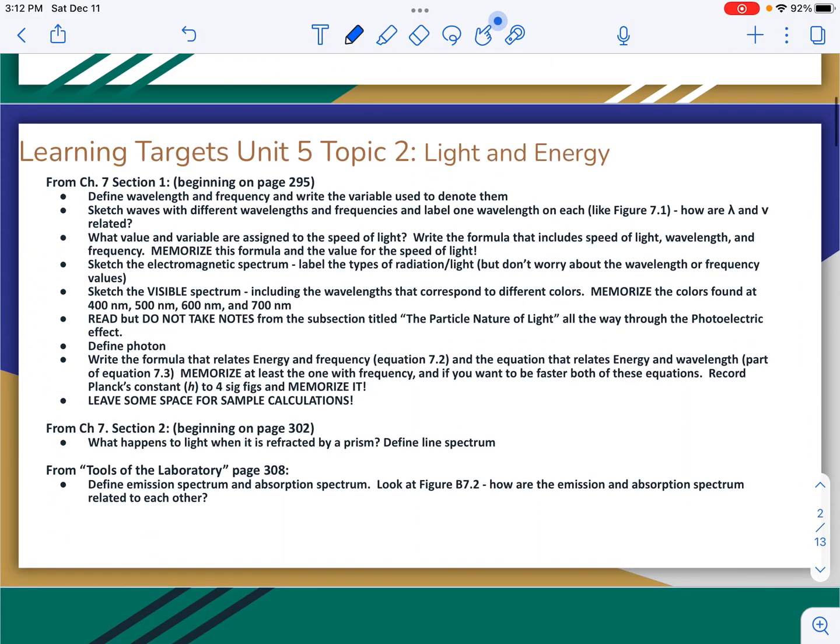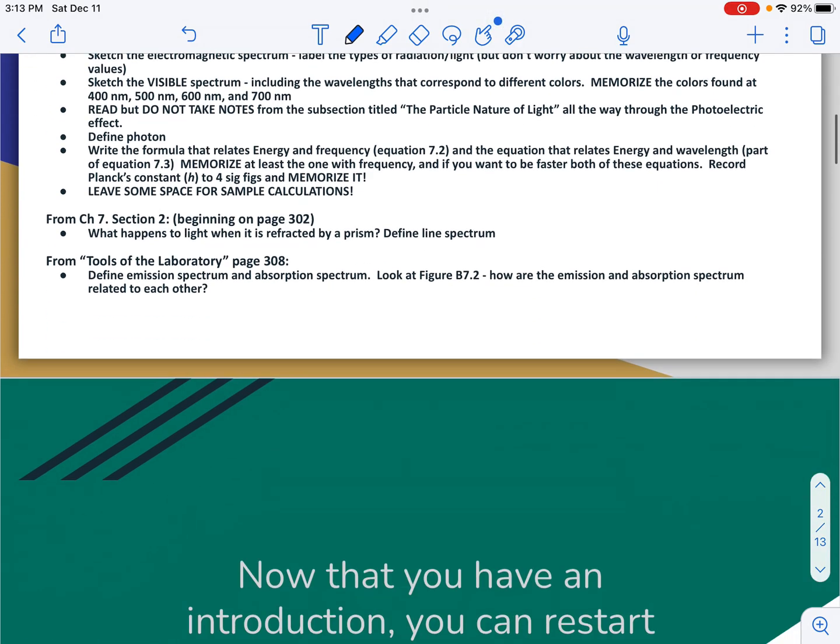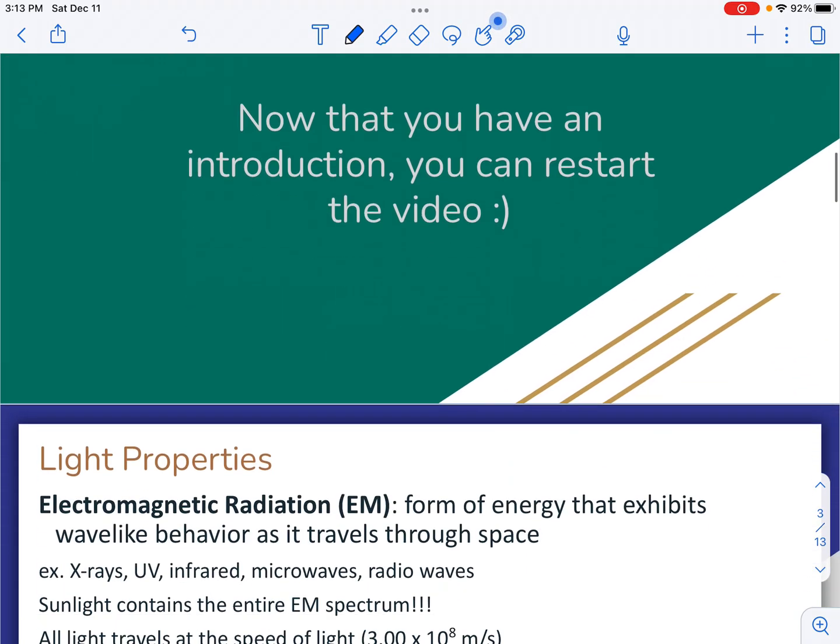Please make sure that you've completed these learning targets before you continue the video. Have a good foundation set. Some of this information will be review for you, some of it will be new, and then I'll try to touch on the important pieces as I look at the lecture. So stop the video and then go ahead and start it when you're ready. All right, here we go.